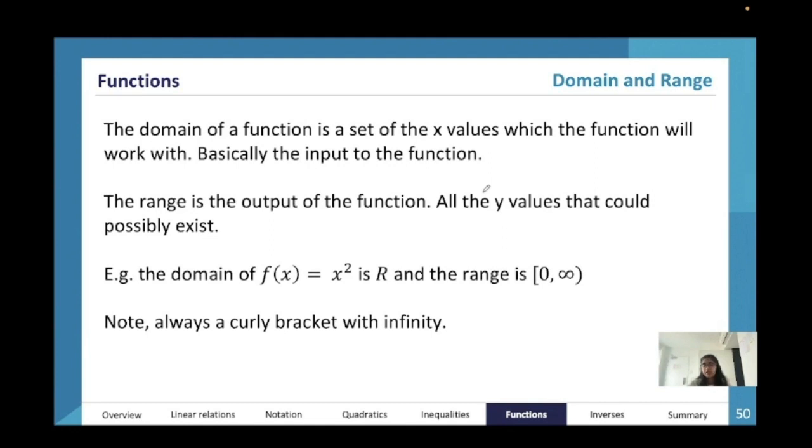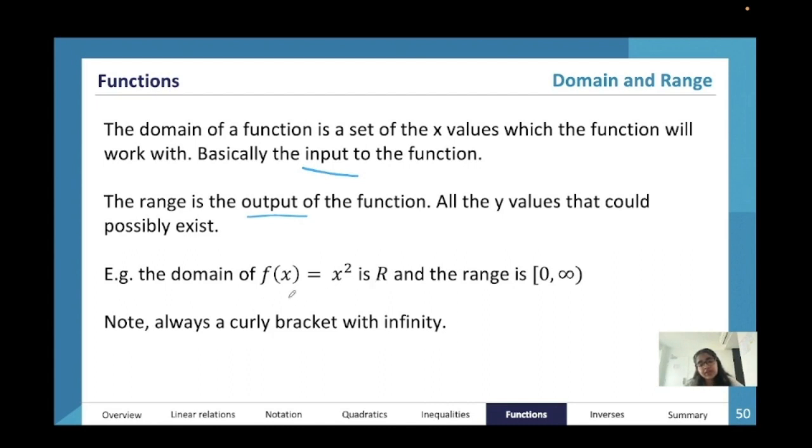These are really, really big parts of the study design. So the domain of a function is the set of the x values that the function will work with, that the function can actually take. So it's your input of that function. And the range is your output. So basically, depending on what x's you put in, what is the output of the function? So all the y values that you could possibly get with that function.